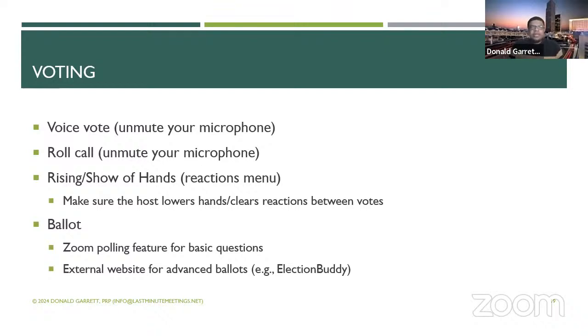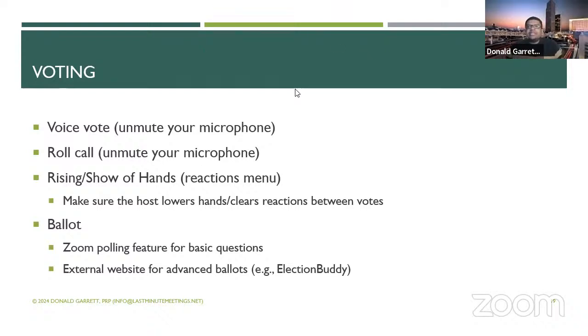The next type of voting would be a rising vote or a show of hands vote, and that is where the chair is going to direct people to use the raise hands feature on Zoom, right? Remember we talked about that in the previous slide. Under the reactions menu, you're going to say raise your hand. So the chair would say, those in favor of the motion, please raise your hand, and then wait for all the hands to come up. And then the admin, the host, has to lower all the hands, and then you say those opposed, please raise your hands, and then you count those.